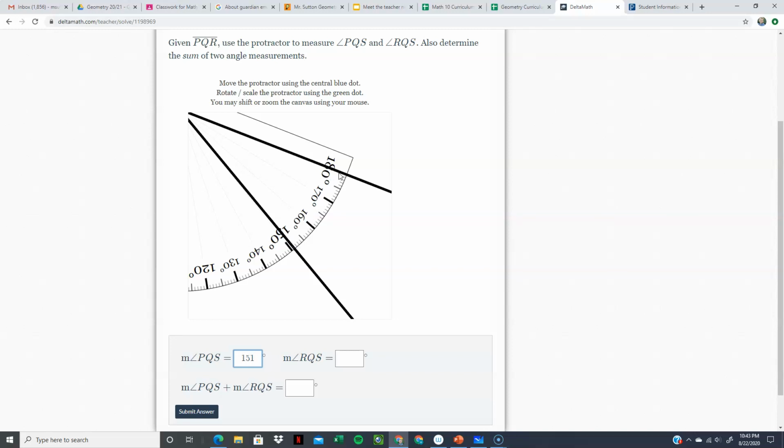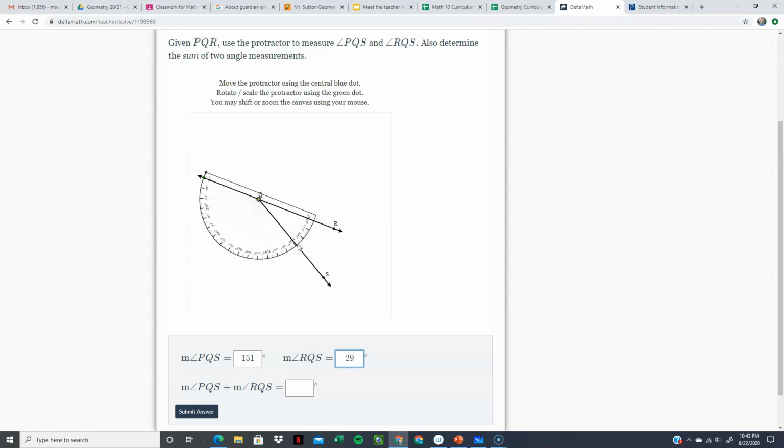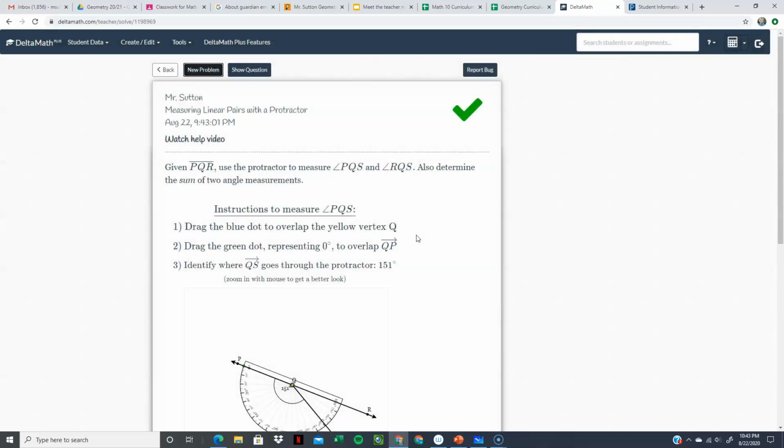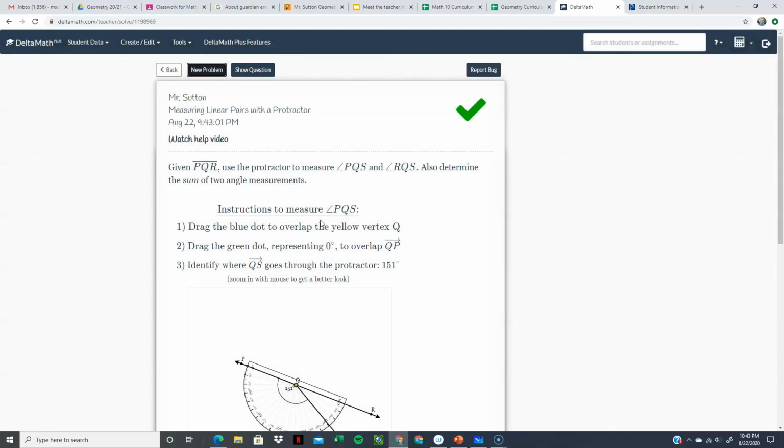So 180 minus 151 would be 29, right? And so if we add those things together, we should get 180. And we can even see that, 0 to 180. So do we want to submit that? Yes. And that's good. That worked. So that's how you do that.